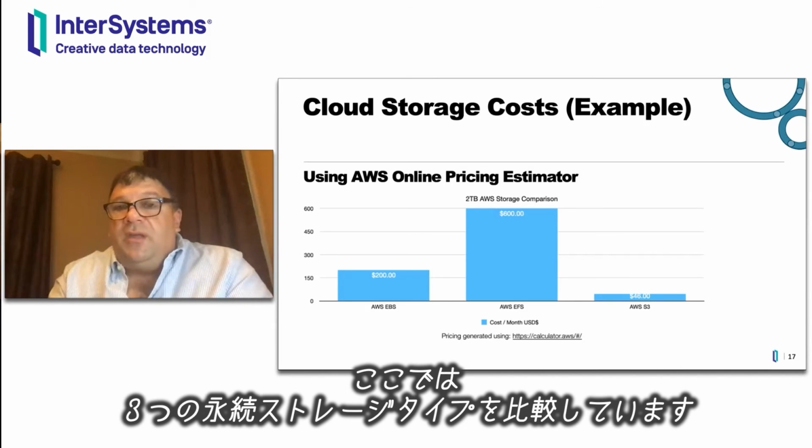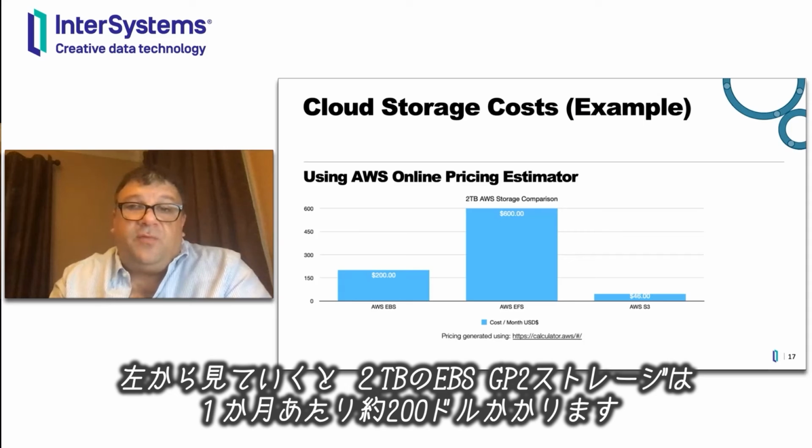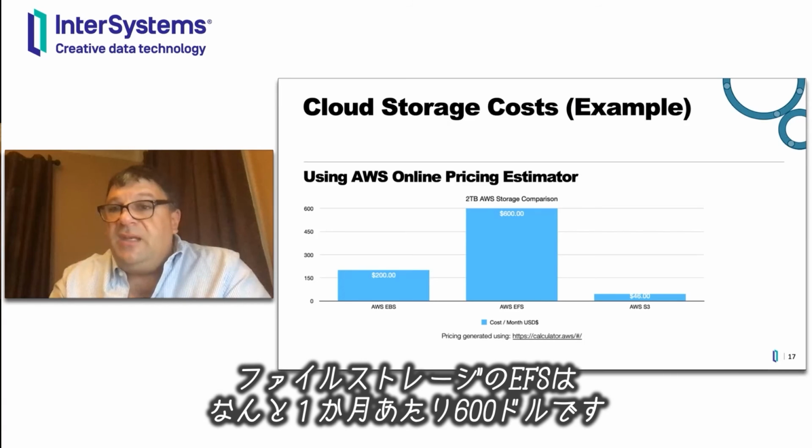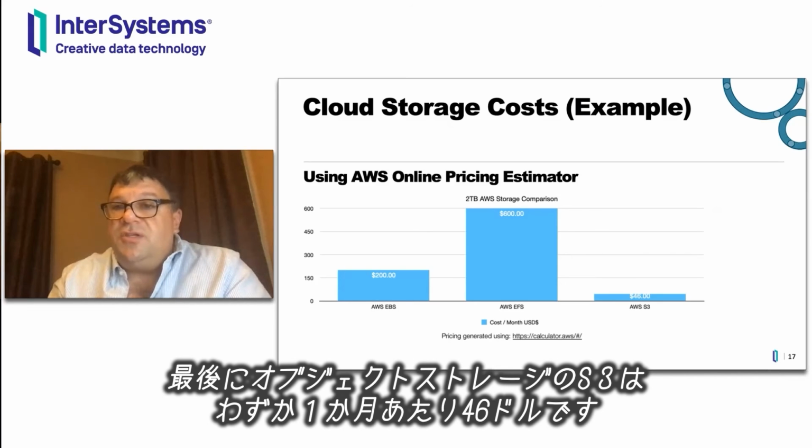So here we have a quick comparison showing the 3 persistent storage types, allocating 2 terabytes of capacity in each. Starting from the left, 2 terabytes of EBS GP2 storage is about $200 a month. Then EFS for file storage is a whopping $600 a month. And then finally, S3 for object storage is only a tiny $46 a month.